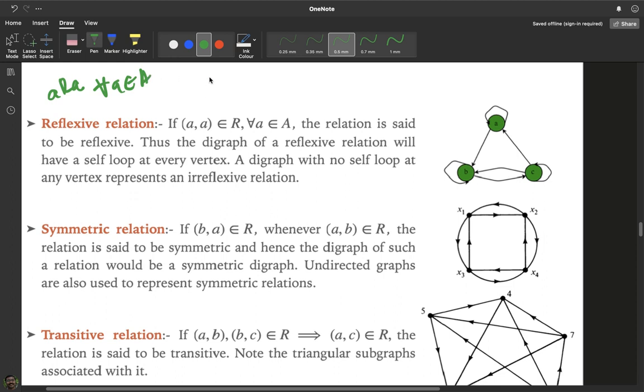For example, less than or equal to is a reflexive relation because A is always less than or equal to A, but less than is not a reflexive relation because A is not less than A. Okay, so you know what you mean by a reflexive relation: every element should be related to itself.